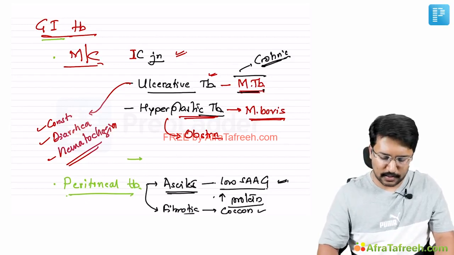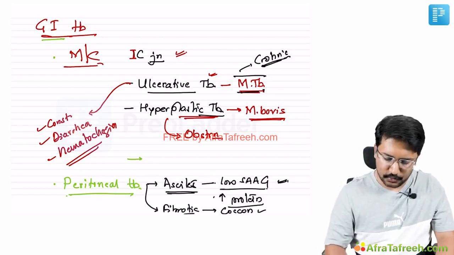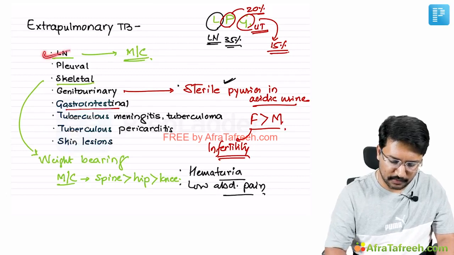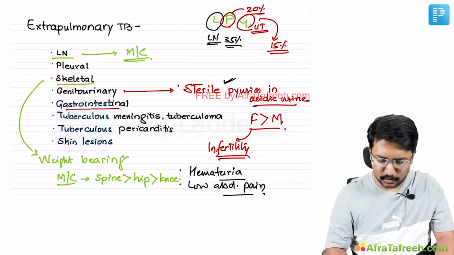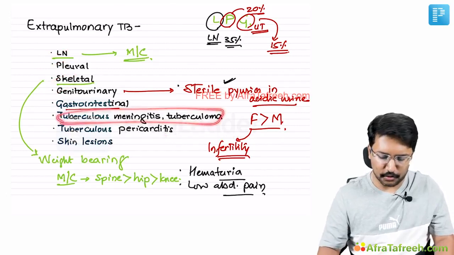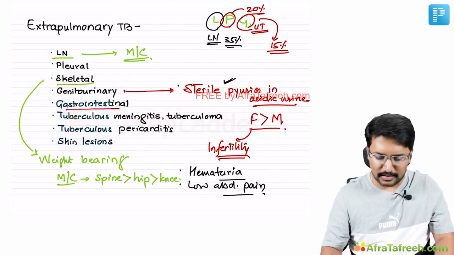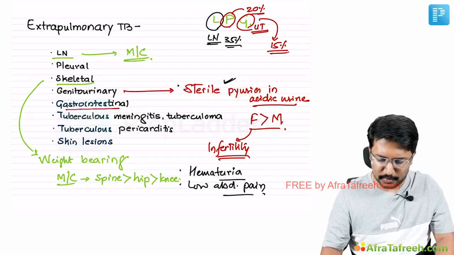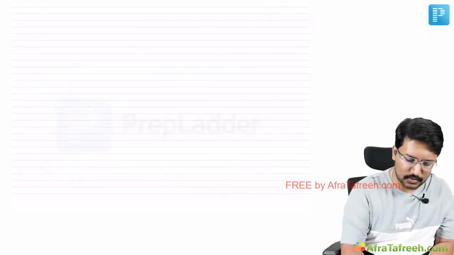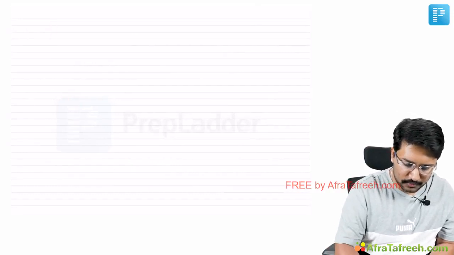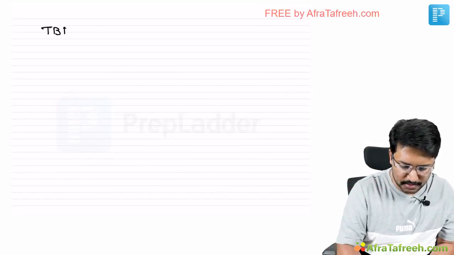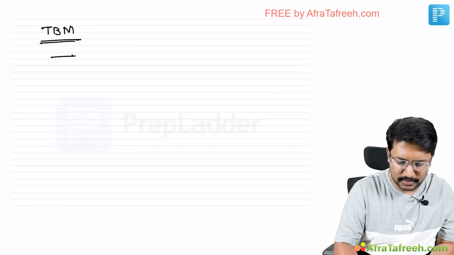Okay. Now let us look at the other organ involvement. We have already spoken about lymph node, pleural, skeletal, genitourinary, and gastrointestinal. Now let us talk about tuberculous meningitis and tuberculoma. We're not going to discuss it in detail because it's beyond the scope and it will be well dealt with when we talk about tubercular meningitis per se, right? So let us talk about TB meningitis succinctly. What are the important points I want you to remember?